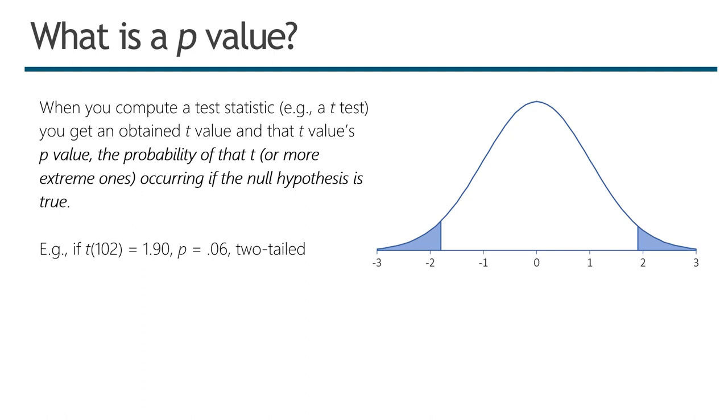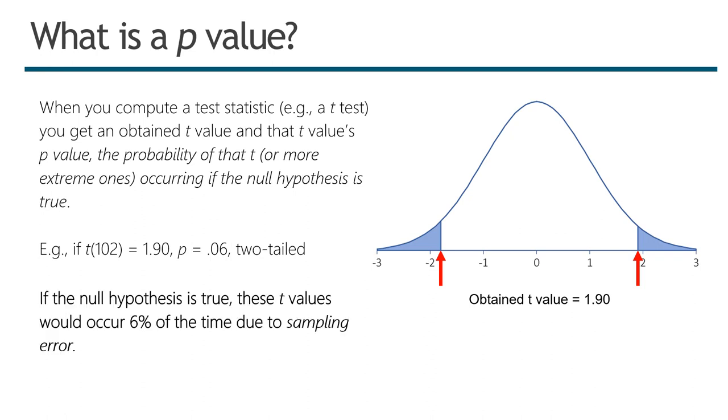Now, what does that two-tailed 0.06 p-value actually mean? The figure on the right of your screen will help you visualize what this p-value actually means. The obtained t-value of 1.9 is located on the positive side and the negative side because this is a two-tailed t. If the null hypothesis is true, these t-values, the t-values to the left of the left arrow and to the right of the right arrow, would occur 6% of the time due to sampling error.